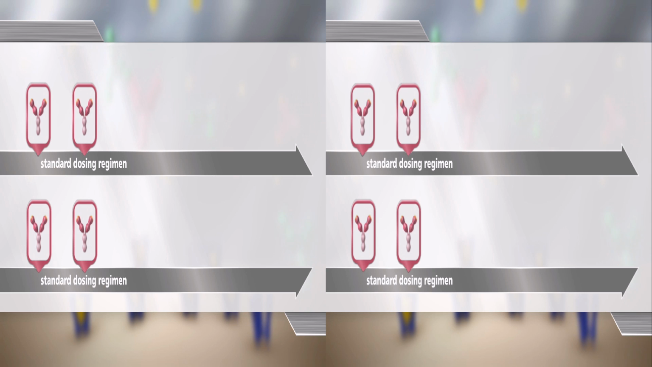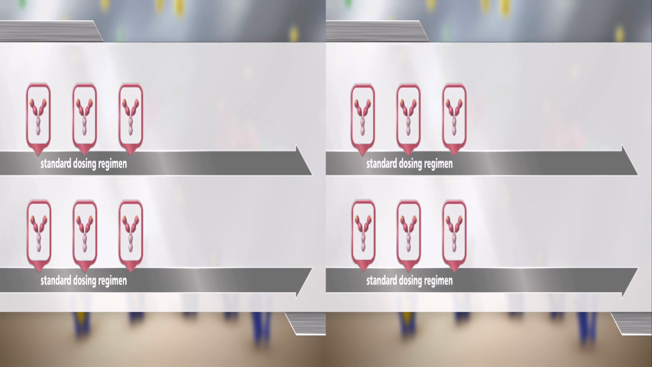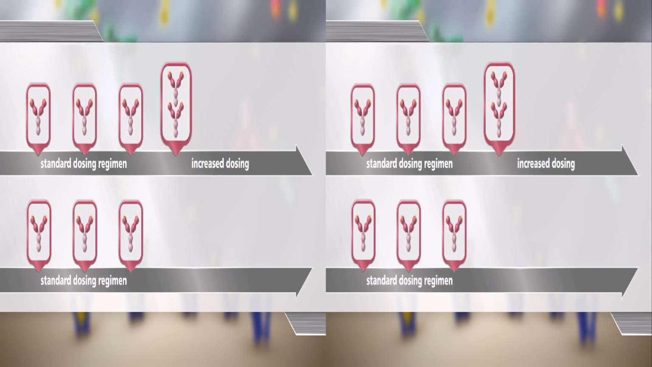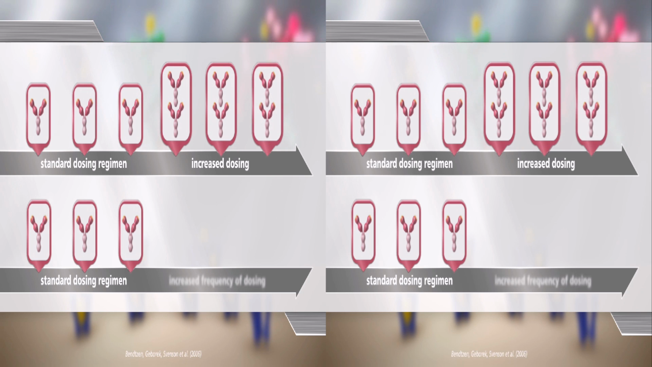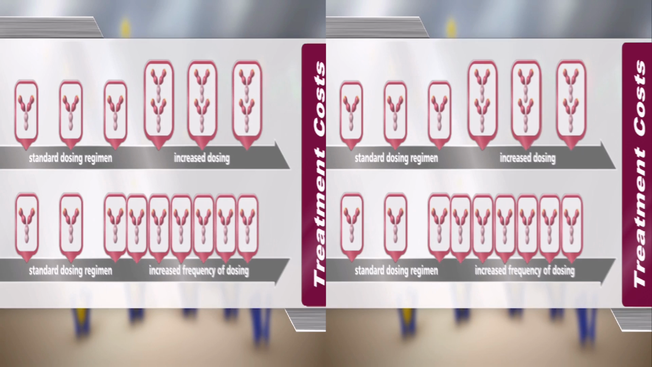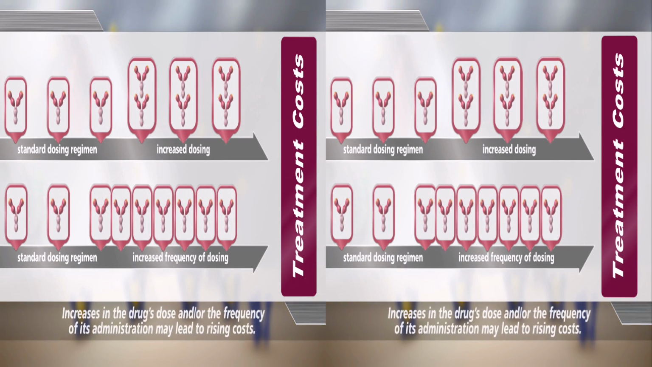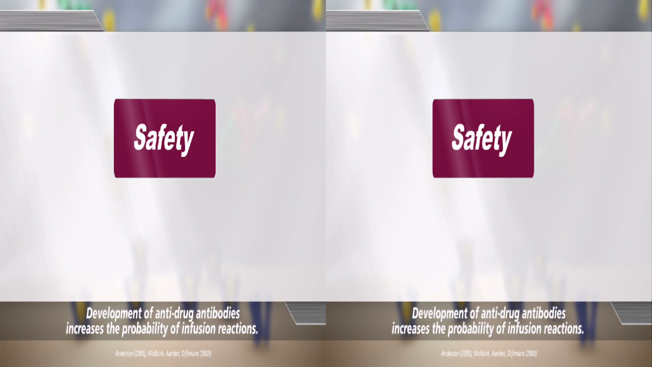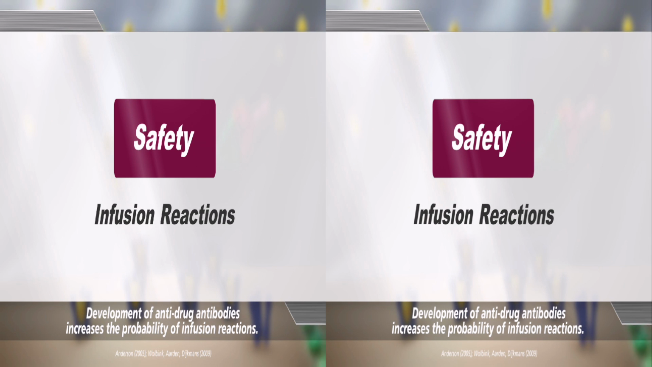To compensate for treatment failure caused by the reduced or absent serum level of the therapeutic antibodies, practitioners sometimes increase the drug's dose or the frequency of its administration. This, of course, could drive up costs while offering no guarantee of better patient outcomes. Furthermore, the development of anti-drug antibodies can give rise to safety concerns, for instance, an increased risk of infusion reactions.